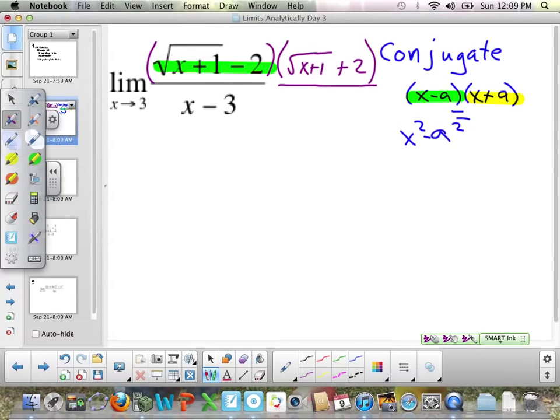Now we've changed the problem and we need to balance it off. When you multiply by something, to balance it, you divide by that same thing. Essentially, when you multiply the top and bottom by the same thing, you're really multiplying by 1. So when we multiply by 1, we haven't changed the problem.